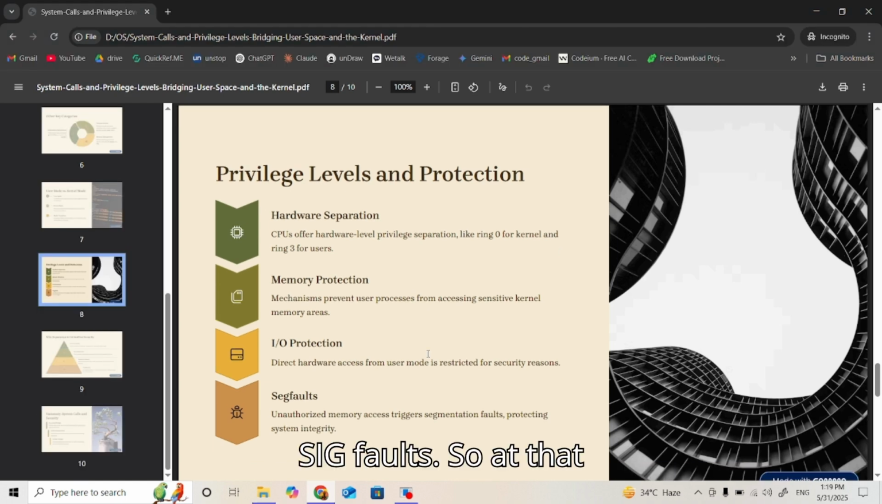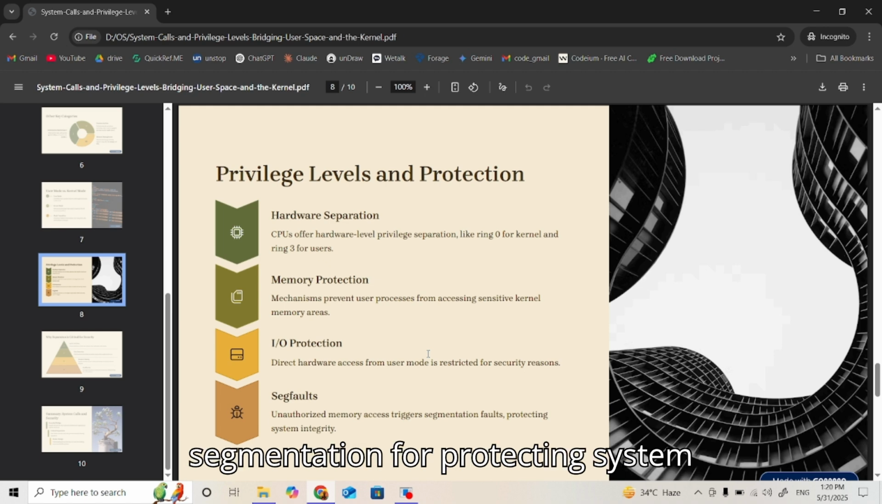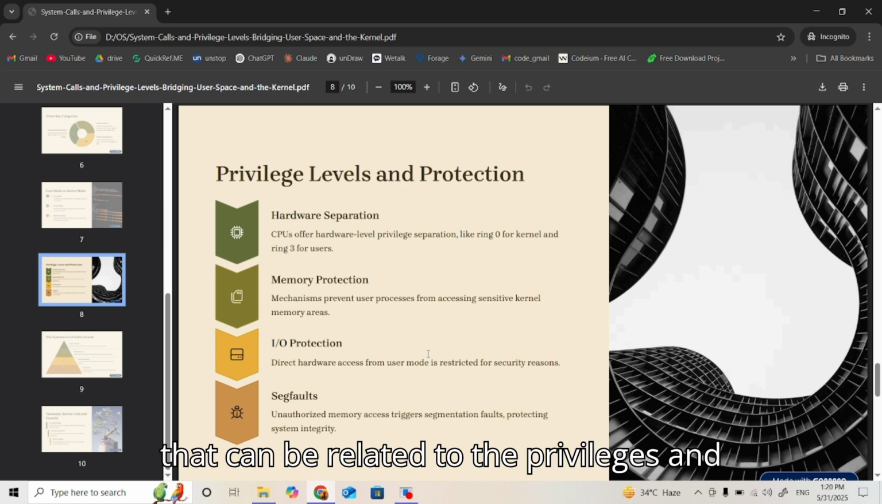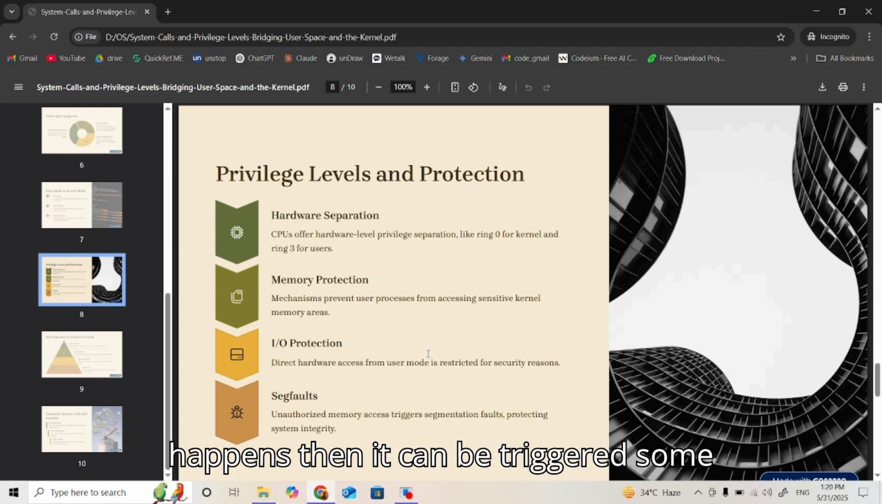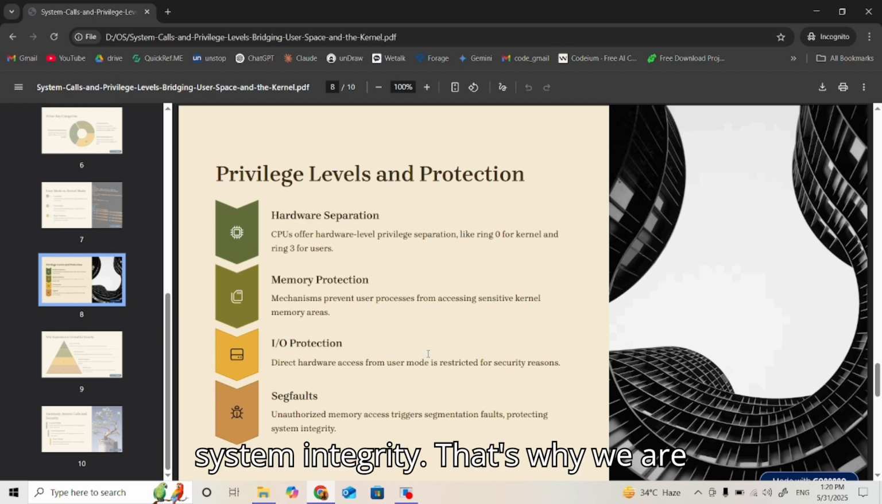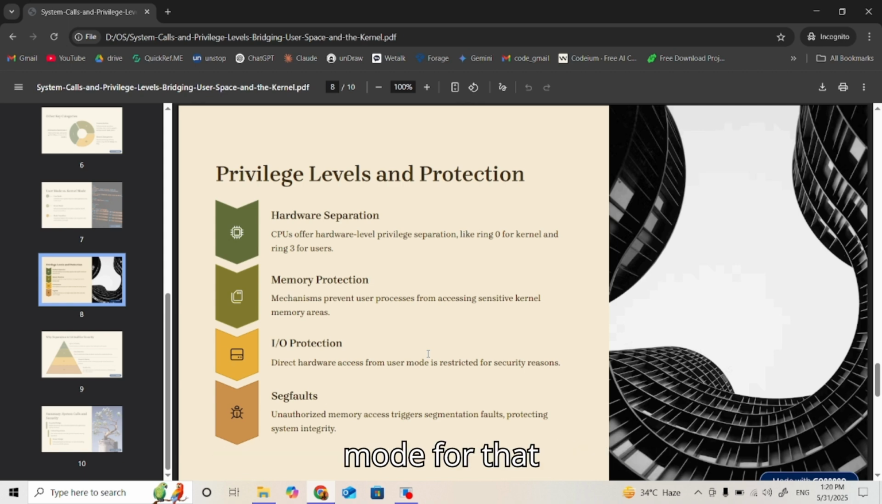Segfaults. Unauthorized memory access triggers a segmentation fault, protecting system integrity. So this is something that can be related to privileges and protection. Whenever some tampering happens, it can trigger a fault or disrupt the system integrity. That's why we are maintaining some kind of kernel mode for that.